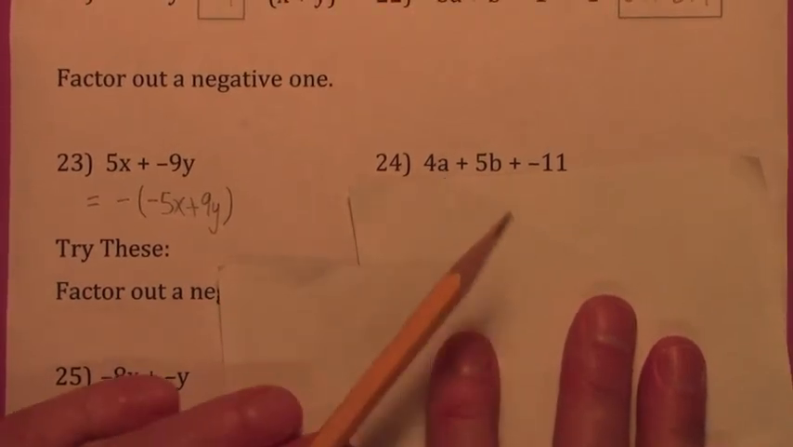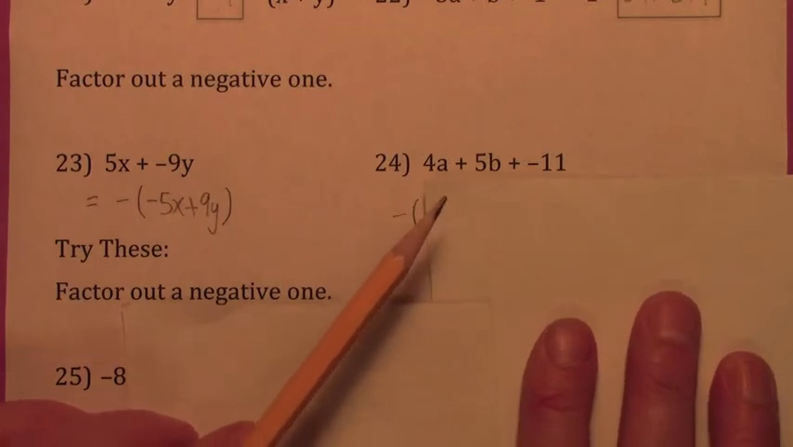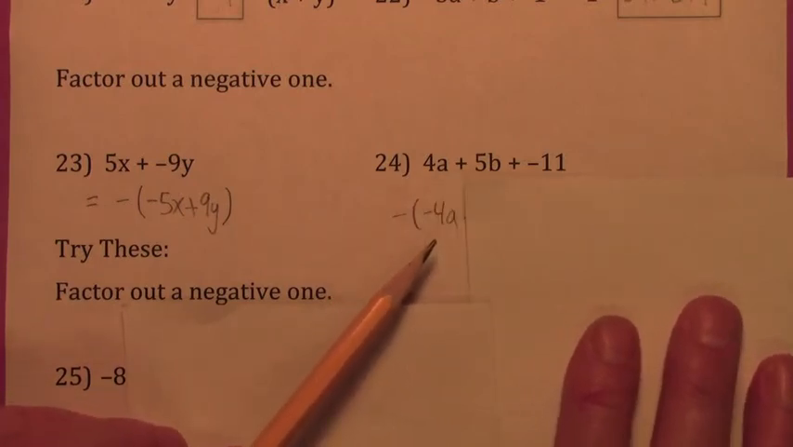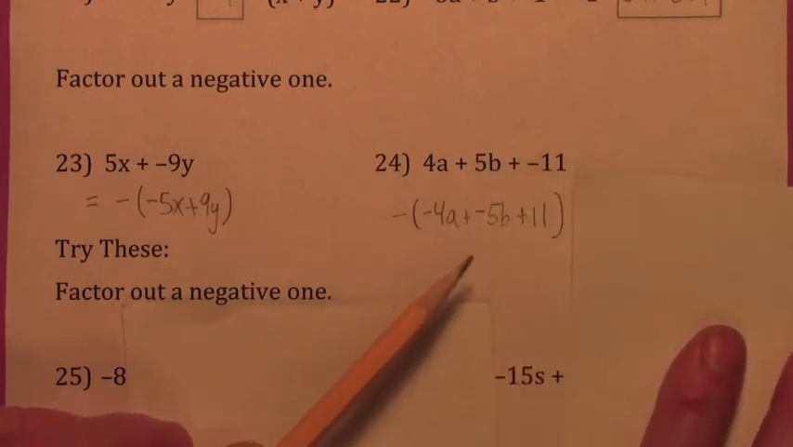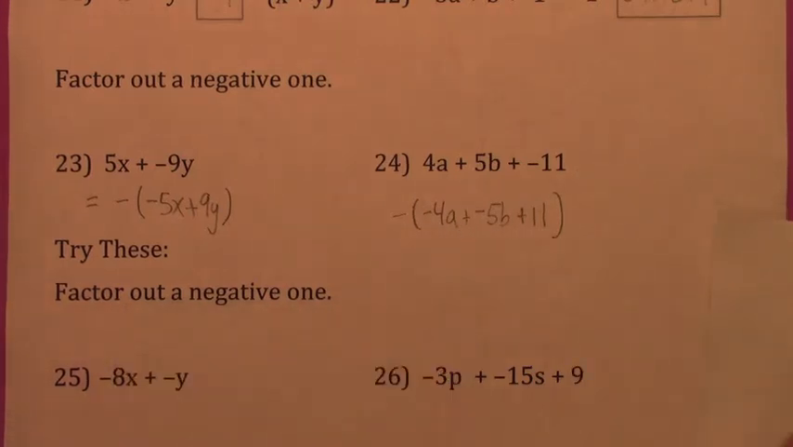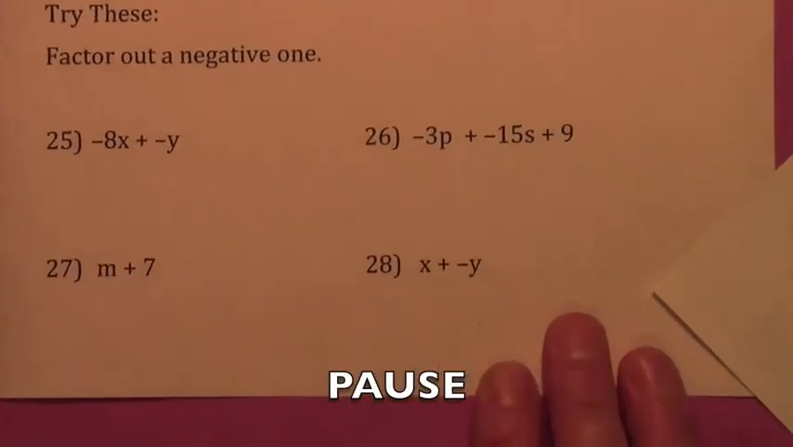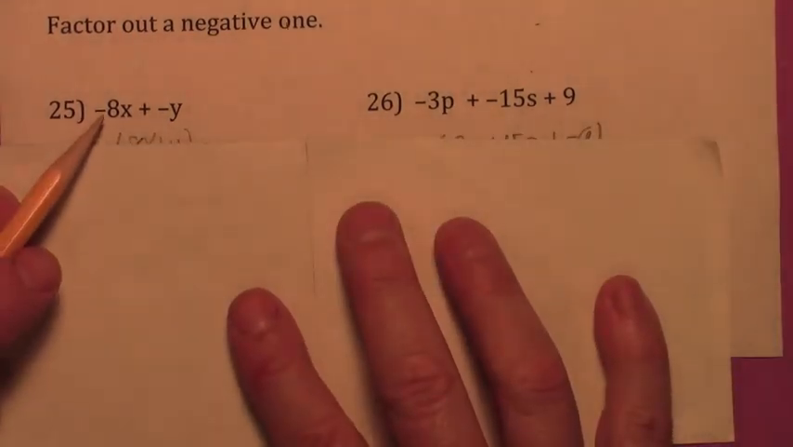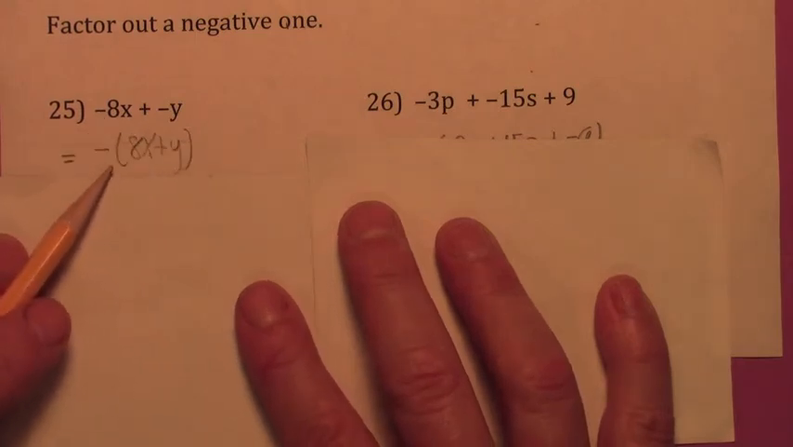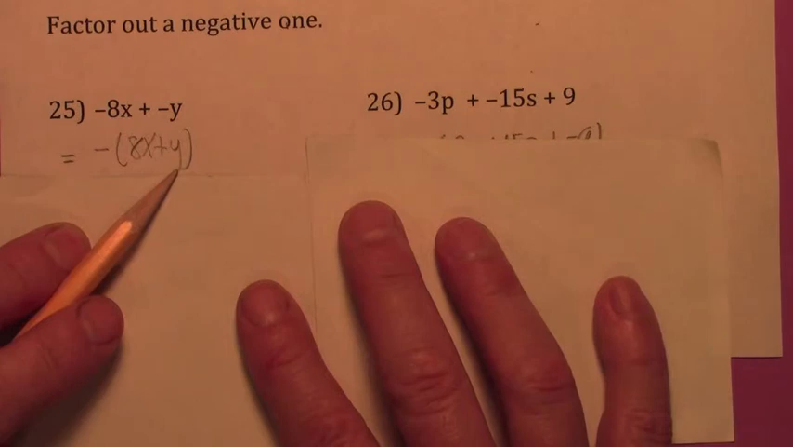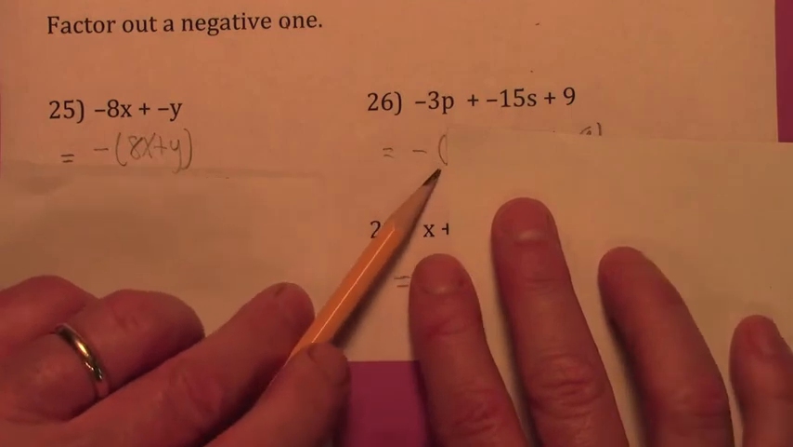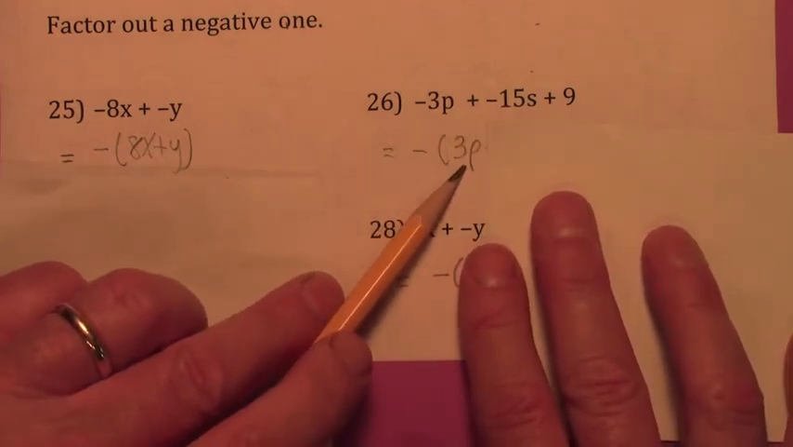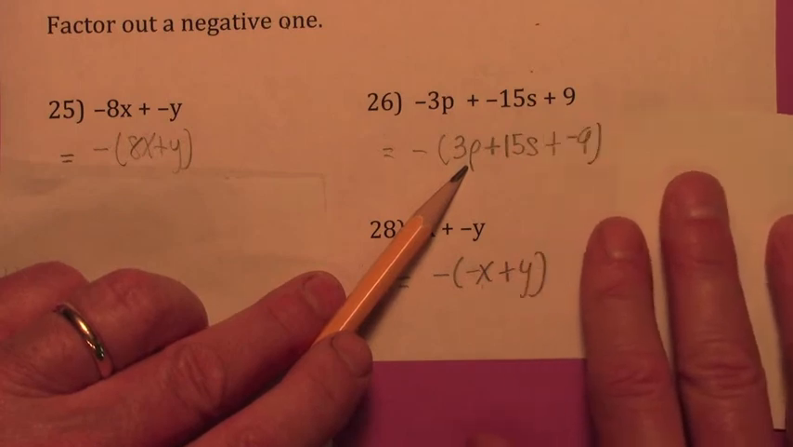Okay, I want to factor out negative 1, so on this one, you take the negative 1 out like this. Negative 1 times what is 4a? It'd have to be a negative 4a. Then to get 5b, you'd have to have a negative 5b, and then to get negative 11, you'd have to have just 11 in there. Alright, why don't you try these? Okay, so on the first one, if you factor out a negative 1, that's nice because it leaves both of them. So what you're left with is just negative 1 times the quantity 8x plus y. Here, if you take a negative 1 out of here, you'd have to have a 3p, right? You'd also have to have a 15s, and the last one would have to be a negative 9.